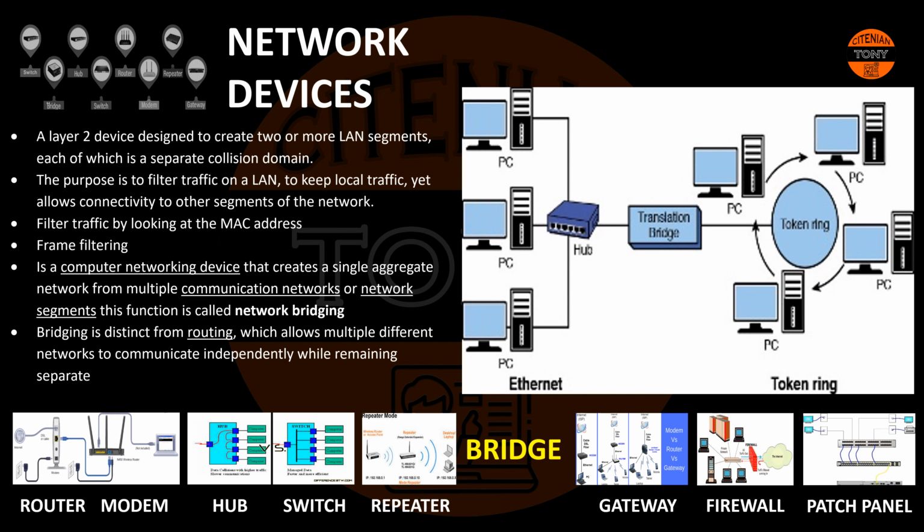Frame filtering. A bridge is a computer networking device that creates a single aggregate network from multiple communication networks or network segments. This function is called network bridging. Bridging is distinct from routing, which allows multiple different networks to communicate independently while remaining separate.